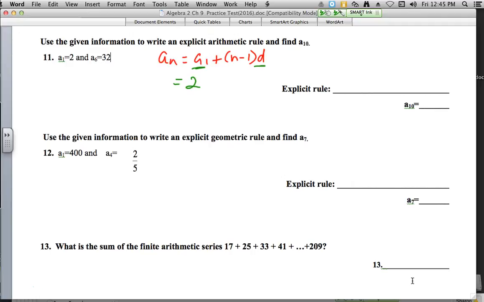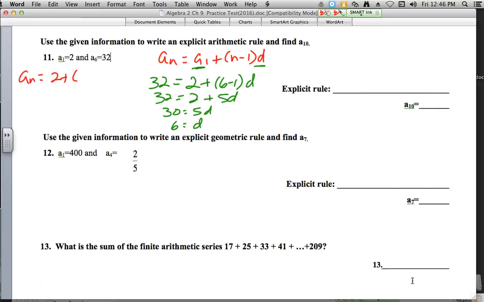And that is, we know that if you put a 6 in for N, you are supposed to get 32. And when you look at that, you realize, hey, we've only got one variable here. We're going to be able to find D. So we'd subtract 2 from both sides, and then we would divide by 5, and that would give us 6. So now we're ready to go ahead and write the rule. A sub N equals 2 plus N minus 1 times 6. Distribute from the right-hand side, and we'll get 6N minus 4. So there's our explicit rule.